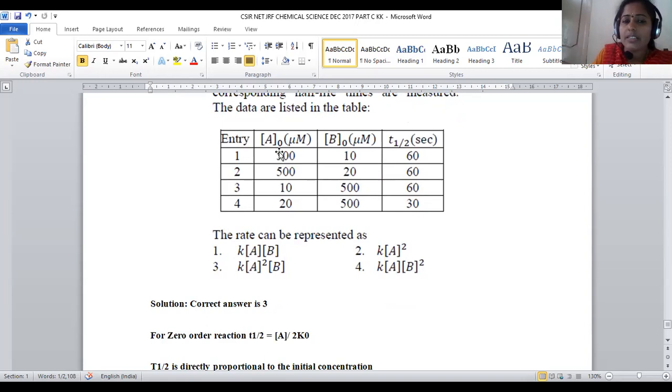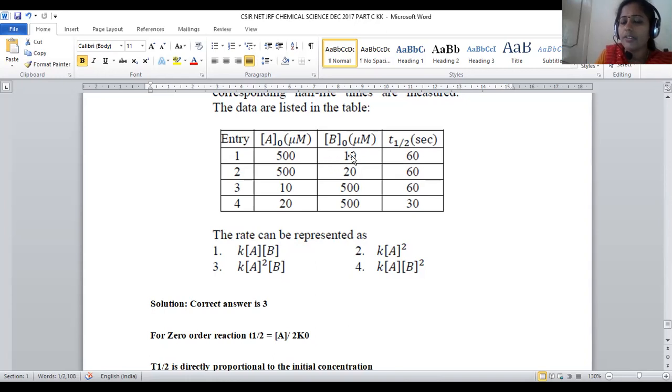From this data, it is very clear that when we are taking from first to second, concentration of A naught is not changed and T half is also not changed. So concentration not changed, T half not changed, which is not applicable.